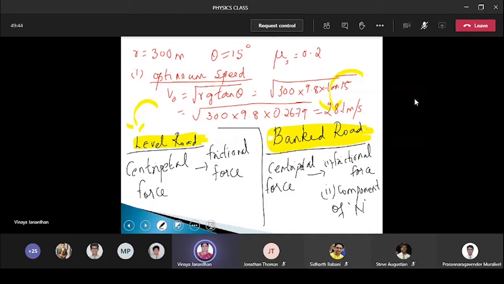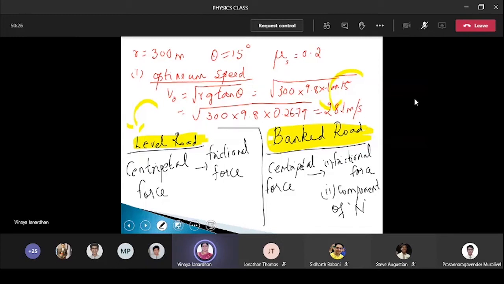In a level road, when you move in a circular path, there should always be a force which is directed towards the center. Such a force, we call centripetal force. When you're driving a car, you generally take a U-turn. So when you take a U-turn, you're moving in a circular path, and there should be a force acting towards the center. We call such forces centripetal force. Now, what provides the centripetal force? The frictional force between the tires and the road provides the centripetal force.